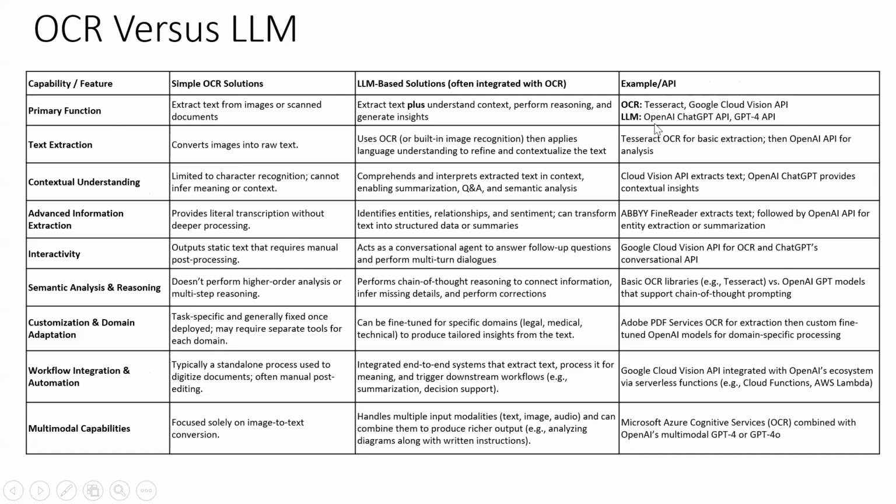If you don't want to use an LLM, then you can just use this Tesseract Python API. It will also extract your text, but the major difference is when this is done by a large language model, it extracts text plus understands the context, performs reasoning and generates insights. So this is the biggest advantage. It can retain the layout and it can understand the context and things like that.